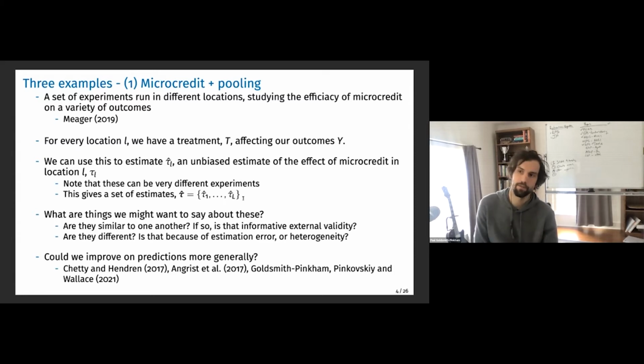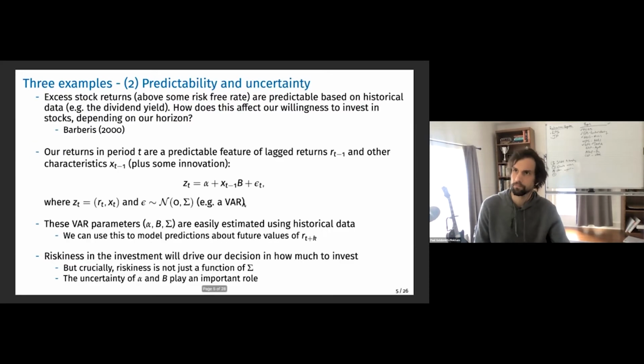Famously, and we're going to get to this at the end of the slides today, Raj Chetty and Nate Hendren, Josh Angrist and co-authors, and myself have a paper thinking about how to improve on estimates that are noisy more generally. We combine estimates to get better underlying estimates that are less noisy.